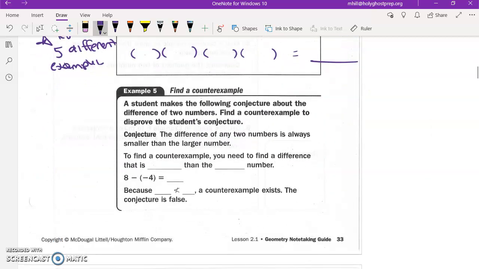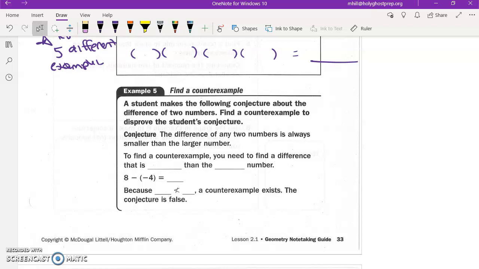All right, next one, finding a counterexample. A student is making the following conjecture about the difference of 2 numbers. Find a counterexample to disprove the student's conjecture. So his conjecture is the difference of any 2 numbers is always smaller than the larger number. So we have to try to come up with something that would disprove him.